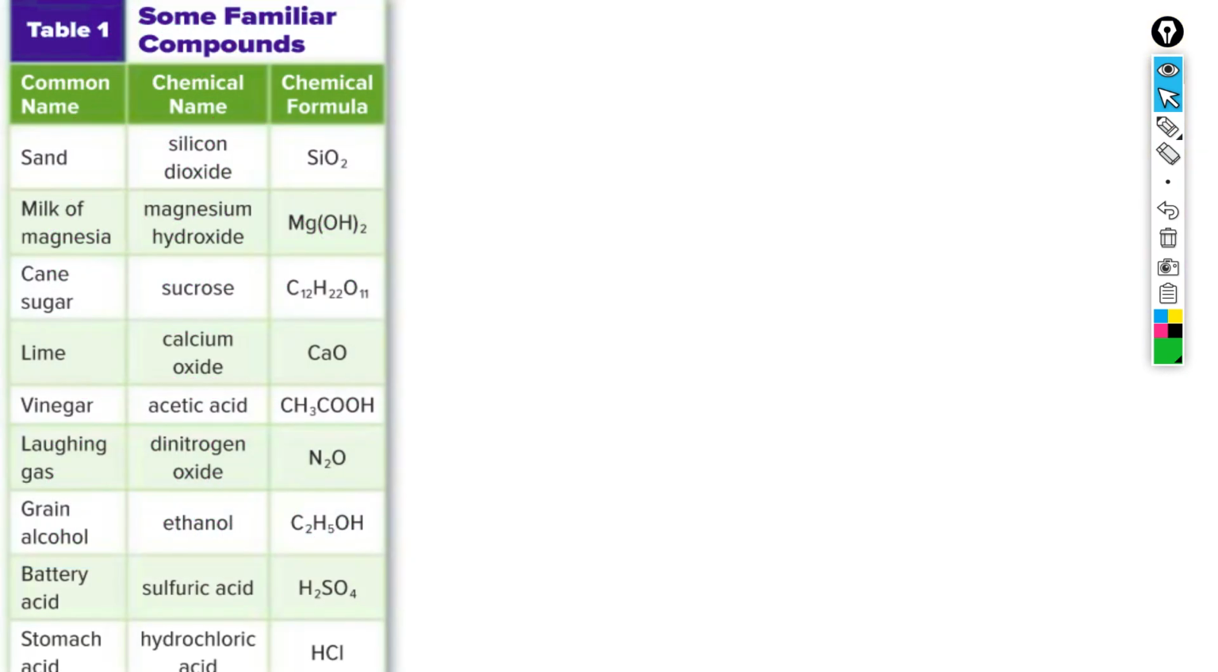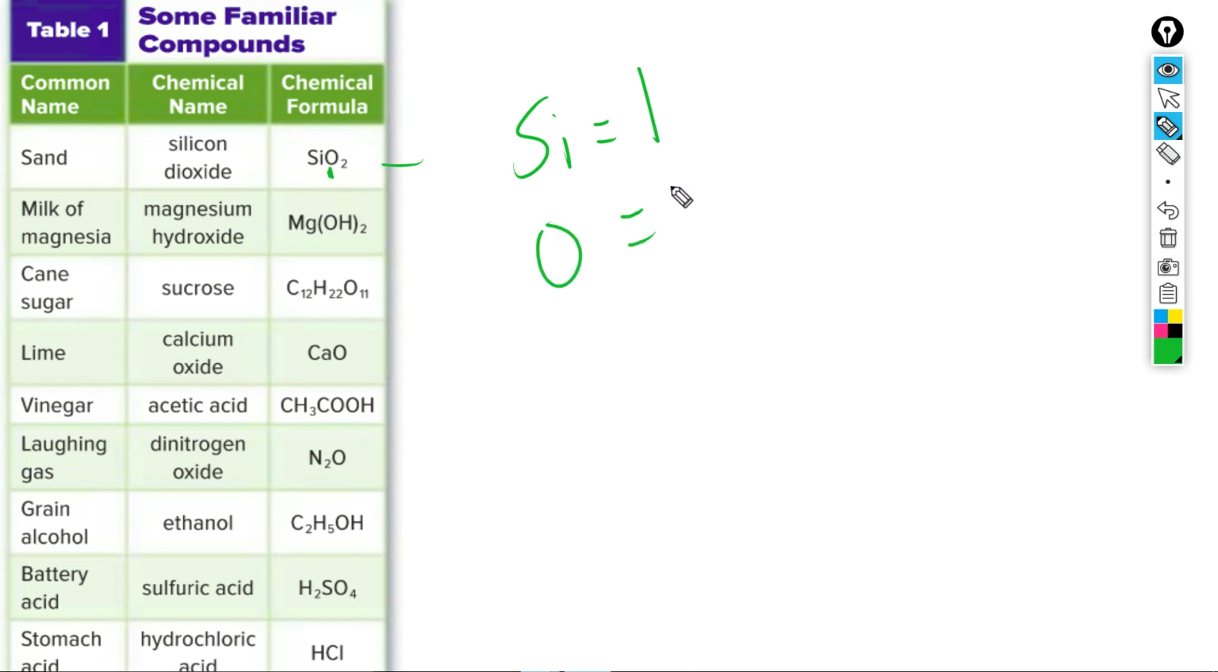So let's do some practice. The first one is SiO2. Element inventory for SiO2. Si, how many of them do you have? 1, because there's nothing written down there, so it's a 1. How many O's do you have? 2. So the element inventory for SiO2 is Si1O2.